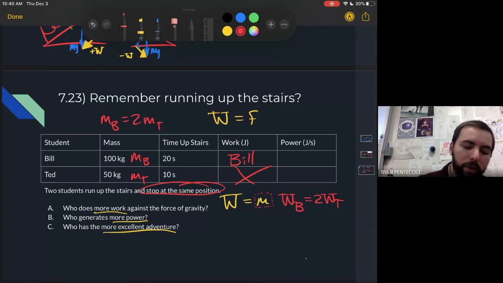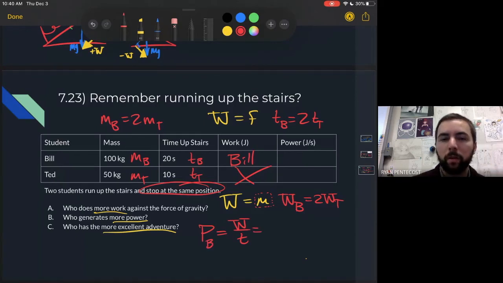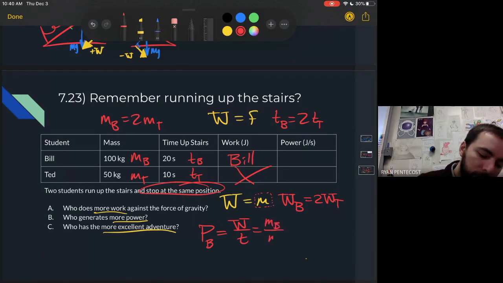Now, who generates more power? Well, let's talk about power. Power can be found by doing work divided by time. Now, if we look at the time it took Bill to get up the stairs and the time it took Ted to get up the stairs, again, we have the time of Bill is double the time of Ted. But if power is work divided by time, let's look at the power of Bill. Well, if we're just comparing masses because nothing else in the work is actually changing, we have the mass of Bill divided by the mass of Ted.